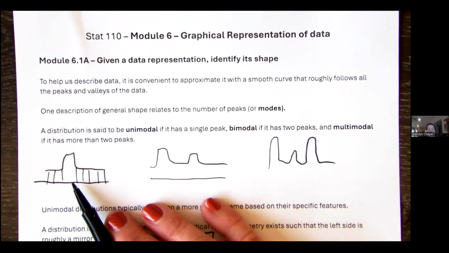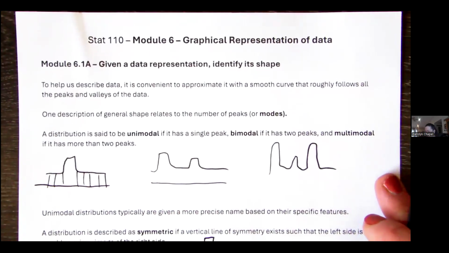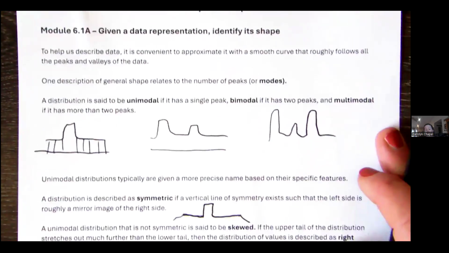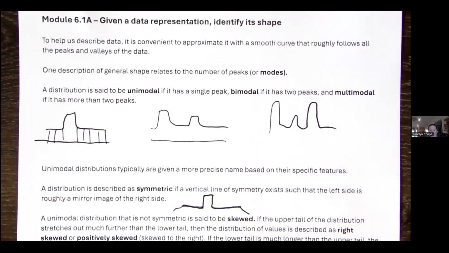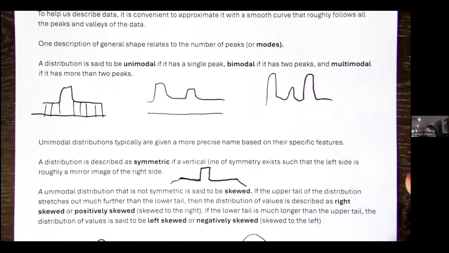If we have a unimodal situation, a lot of times we get a little more precise on our classifications. We look for something called symmetry, and you've probably heard that term before, symmetric. That means that if I put a vertical line in the middle or someplace, I see a rough mirror image from one side to the other. We also can look at unimodals and talk about them being skewed, skewed to the right or positively skewed, skewed to the left or negatively skewed.